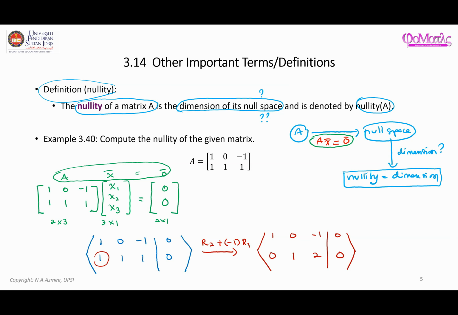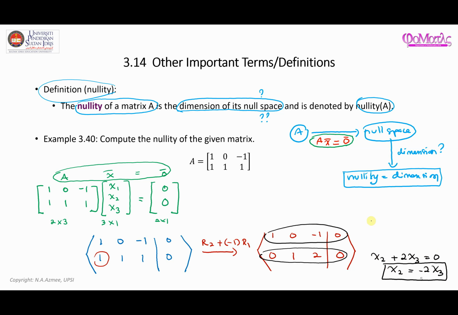So therefore, what we need to consider next is this row here, and that tells us that here we have x2 plus 2x3 is equal to 0, and therefore x2 is negative 2x3. So this is the first equation that you have. And next is this one, which is x1 minus x3 is equal to 0. Therefore x1 is equal to x3. This is the second equation.